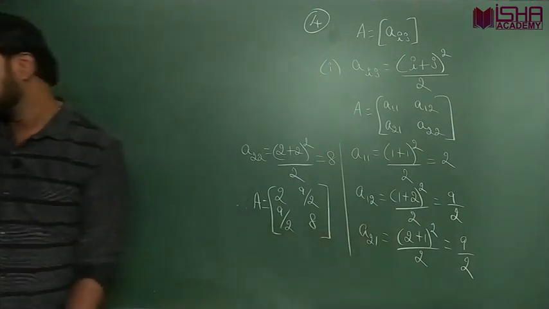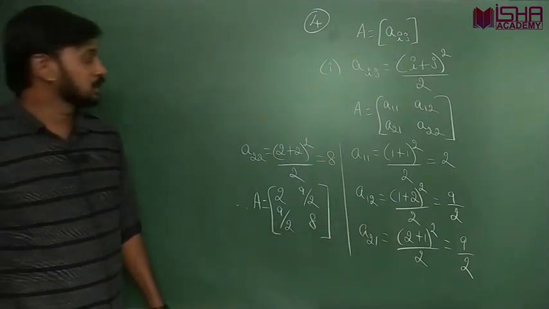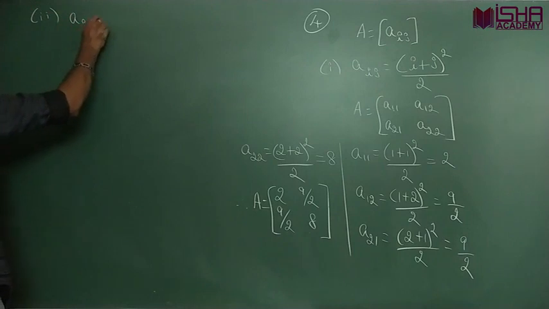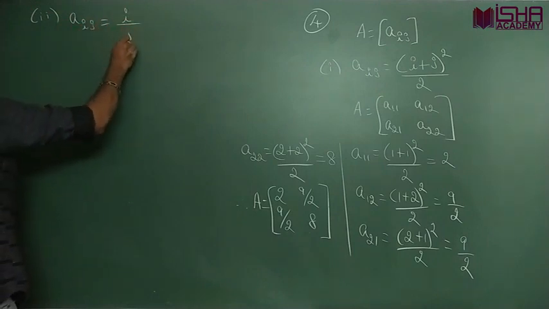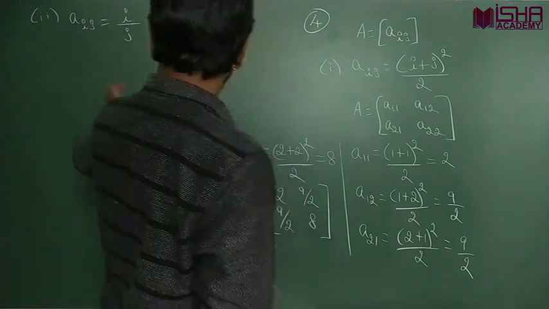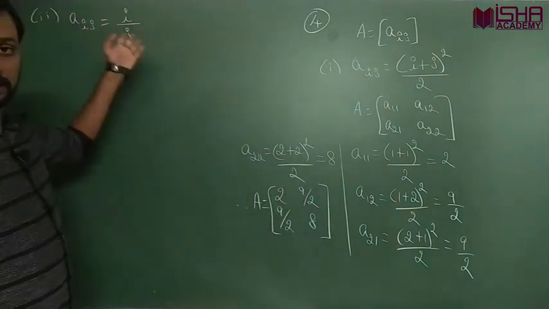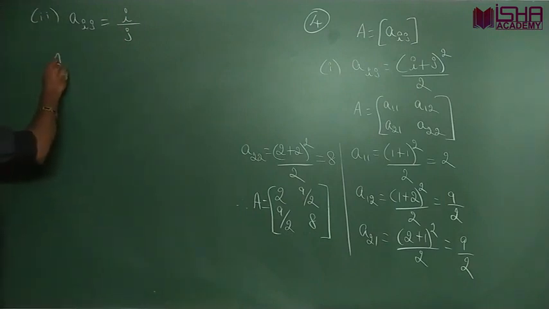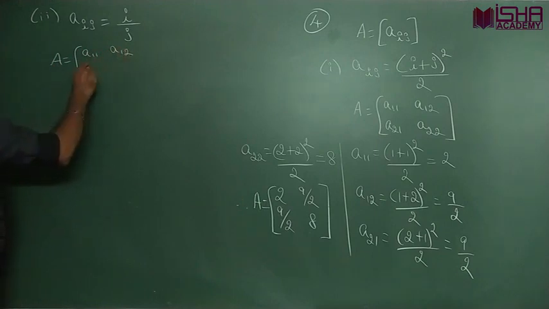Under this, there is a second question. The second one, Aij equals i by j. Very easy, right? You can write this answer yourself, can't you? Aij equals i by j. Once again, a 2 cross 2 matrix. First write what the matrix is, then you have to proceed. So A equals A11, A12, A21, A22.